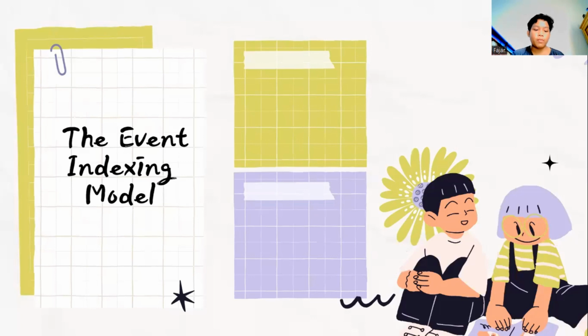Next is the event indexing model. A mental representation of an event includes information about the participants, their actions, and the order of those actions. These elements are represented as nodes in a mental network connected by links that show their relationship.